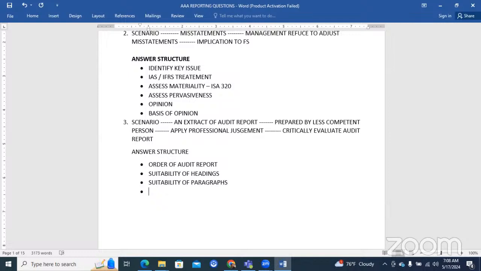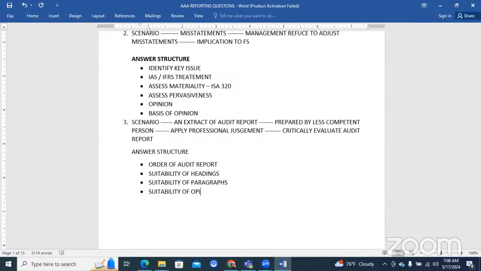And emphasis of matter paragraph does not include any type of misstatements. That's the general idea. But let's say in the given extract, they gave a misstatement in the emphasis of matter paragraph. So you can criticize that point, because it should not include any misstatements. That is a point to criticize. That is called suitability of the paragraph. Next one.